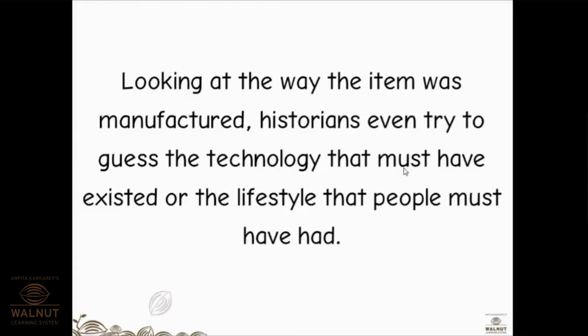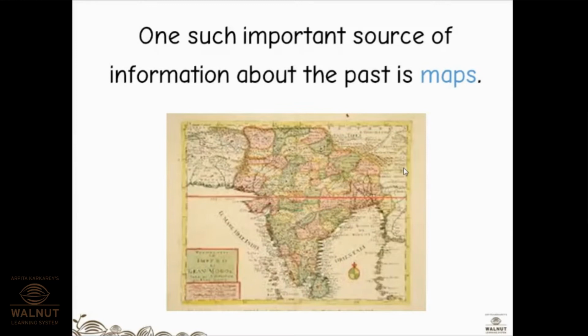Looking at the way the item was manufactured, कैसे बनाया था कोई भी चीज, भले वो कपड़ा हो, coin हो, utensils हो, कुछ भी हो या फिर weapons हो, कैसे बनाया था. Okay, how the item was manufactured. The historians even try to guess the technology that must have existed or the lifestyle that people must have had. मतलब अगर एक चीज मिलती है तो कैसे बनी, उसकी टेक्नोलॉजी क्या थी, लाइफस्टाइल तब क्या थी, इसलिए ये बनाई गई, ये सारी इंफॉर्मेशन हमको मिलती है.